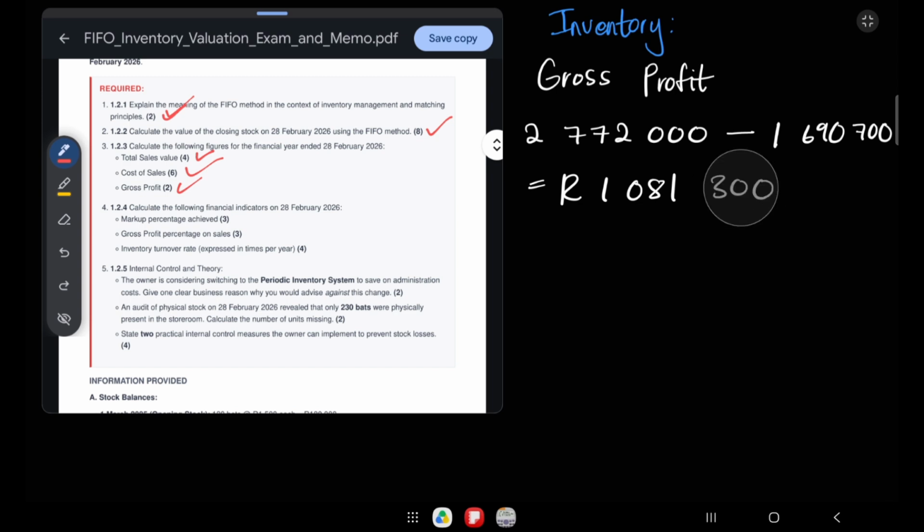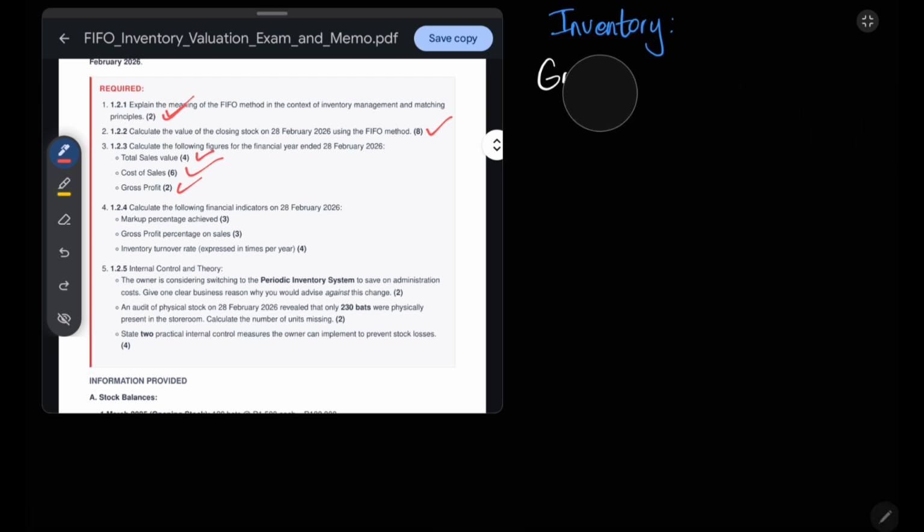Now let's move to 1.2.4. We have calculate the following financial indicators on 28th of February 2026. Remember, I told you guys that with the financial indicators, you can just cram the formulas. We have markup percentage achieved, and this is 3 marks.